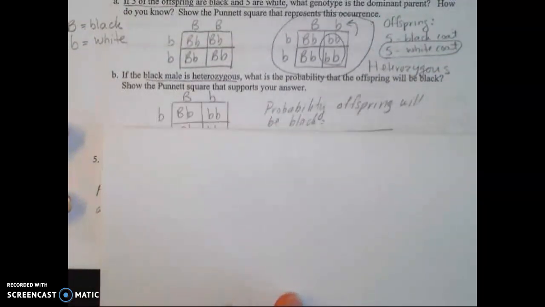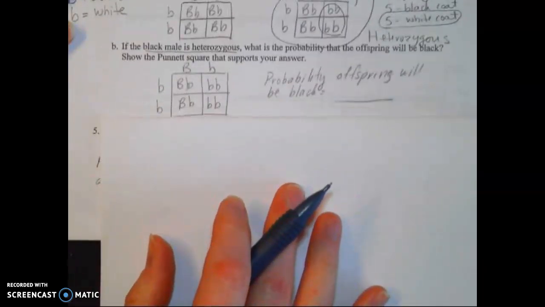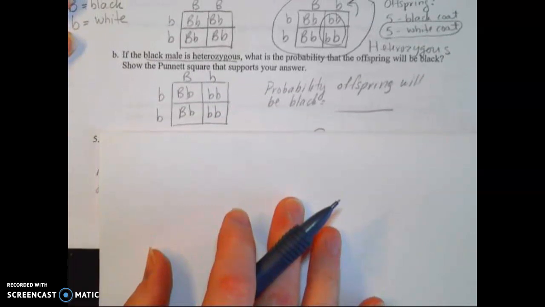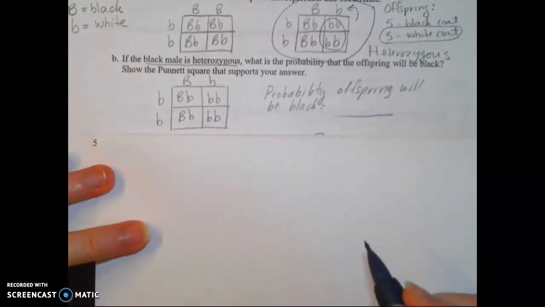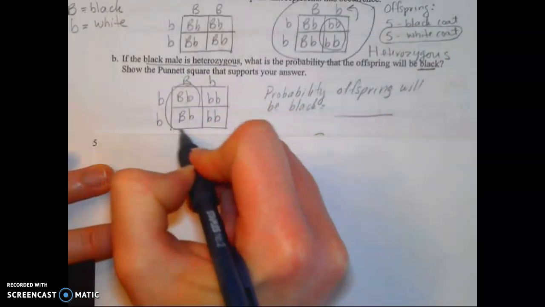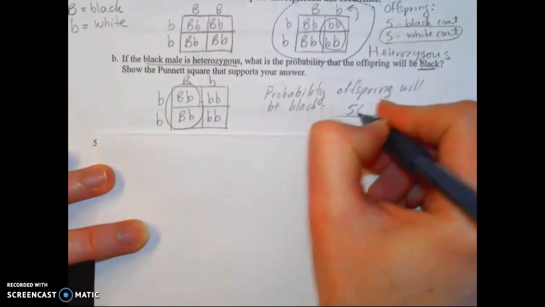So for part B there, if the male parent is heterozygous, what's the probability the offspring will be black? Well, here is our Punnett square. So we have our heterozygous parent that they told us, and then homozygous recessive, of course. And what is the probability that the offspring will show the dominant? We're simply going to look at our dominant here, which is 50%.